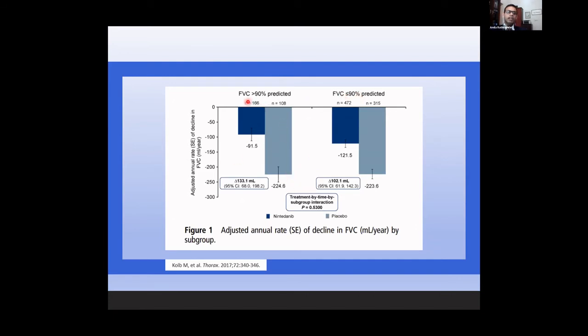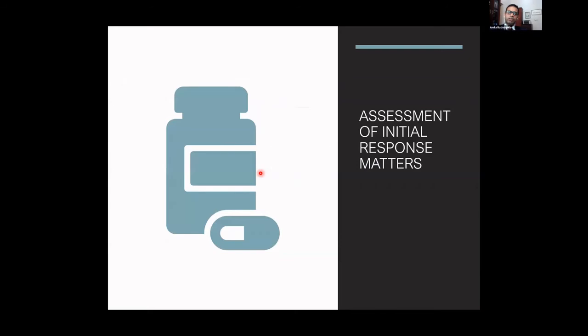In this group, you can see that the milder group, who might be asymptomatic, still preserved lung volumes of about 133 ml after 1 year. For example, the decline in the placebo group is around 224, and in the treatment arm with nintedanib it is about 91. So about 50% of the lung is preserved when you offer treatment at the early stage, when you do these longitudinal assessments. And also assessment of initial response is really important.